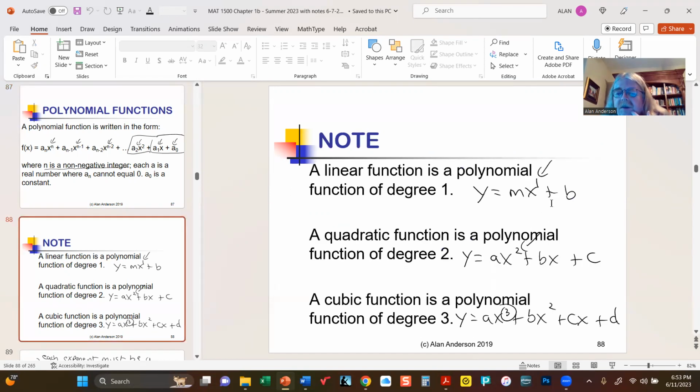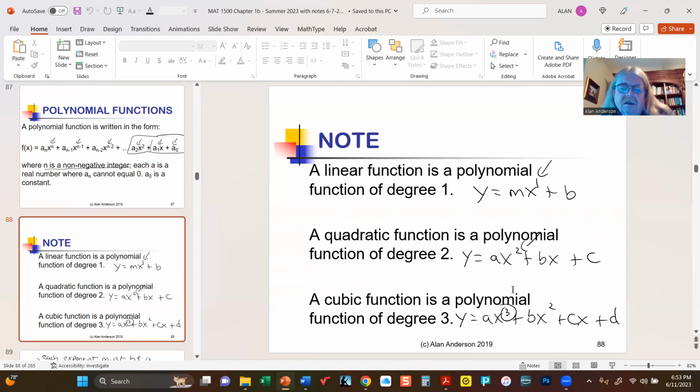A quadratic function is simply a polynomial of degree 2 because the highest exponent is 2. And here, the only constraint we have is that a, the coefficient of x squared, cannot be 0. Okay, it could be anything else. And by the way, don't forget the restrictions on a polynomial are the exponents, not the coefficients. The coefficients can be anything. Those exponents have to be non-negative integers. So the only reason why a can't be 0 is because then this would reduce to a linear function.